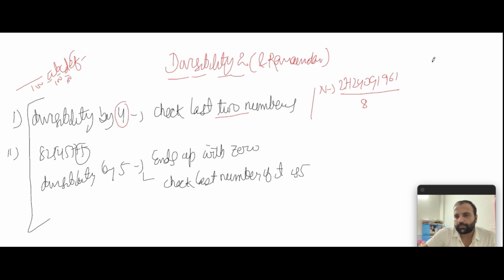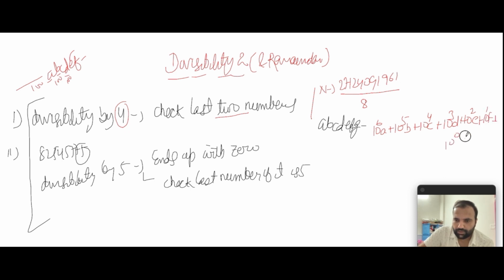If we try doing that, what would happen? Let's say there's a number A B C D E F G. We can write it as 10 to the power 6 A plus 10 to the power 5 B plus 10 to the power 4 C, 10 to the power 3 D, 10 to the power 2 E, 10 to the power 1 F plus 10 to the power 0 G. Now we see where in this series the divisibility by 8 automatically starts. The ones place has no scope, the 10 place has no scope.